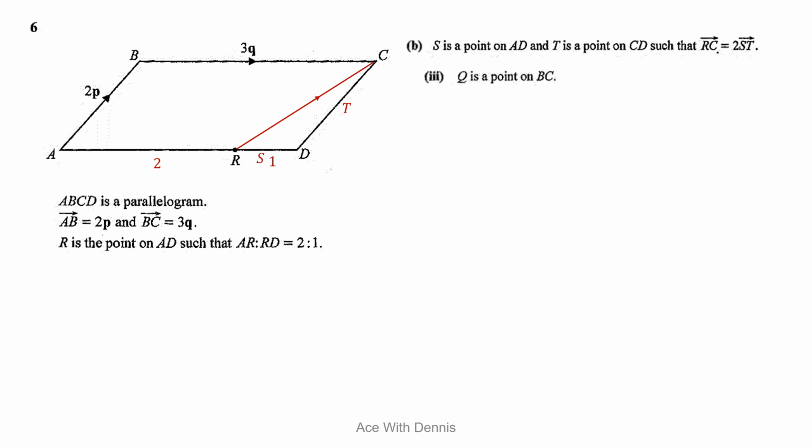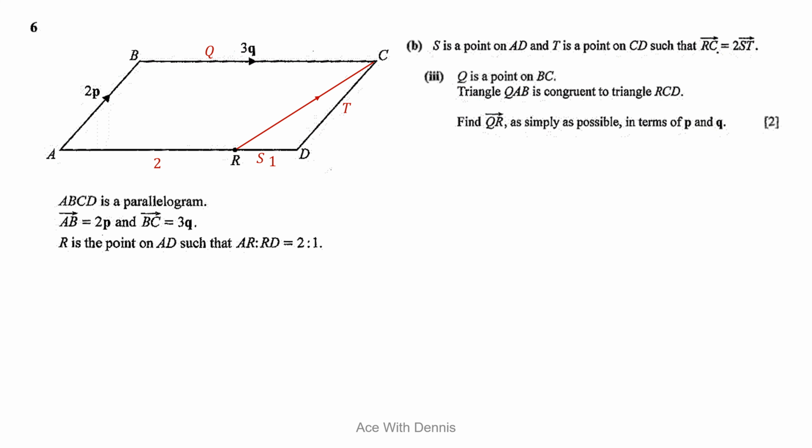Part 3. Q is a point on BC. Triangle QAB is congruent to triangle RCD. Find vector QR as simply as possible in terms of P and Q. 2 marks. So let's label on the diagram so that we can see the picture clearer.